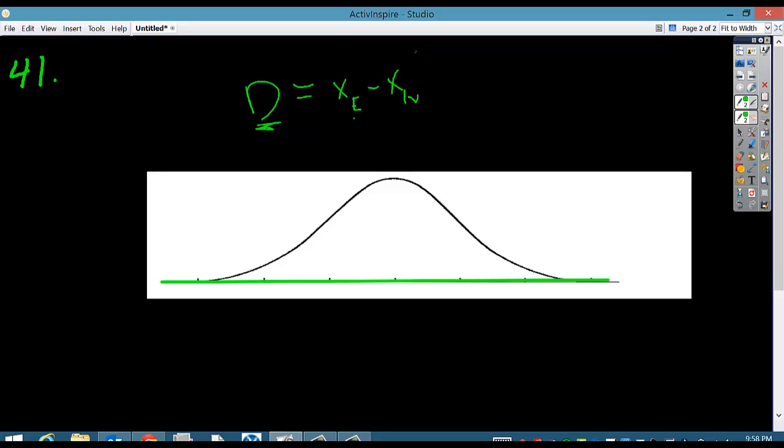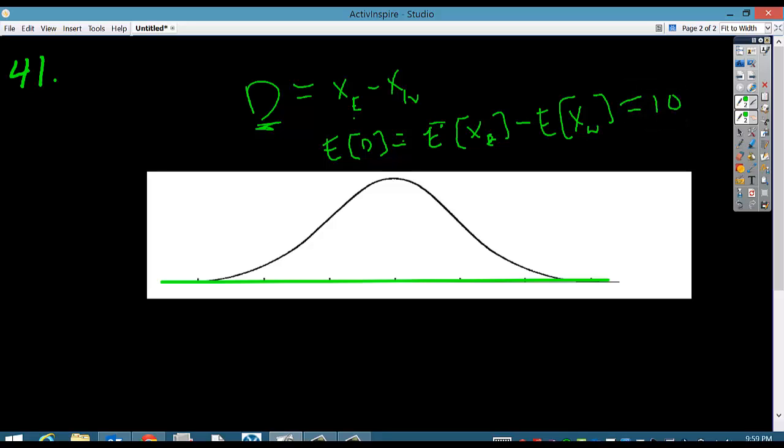Okay, so we need the expected value of D, which is going to equal the expected value of the difference, which, because of the way expected values work, is just going to be the expected value of the first one minus the expected value of the second one. So that's 130 minus 120, so this is just going to be 10. So our center here then is 10. The center of my distribution is 10.